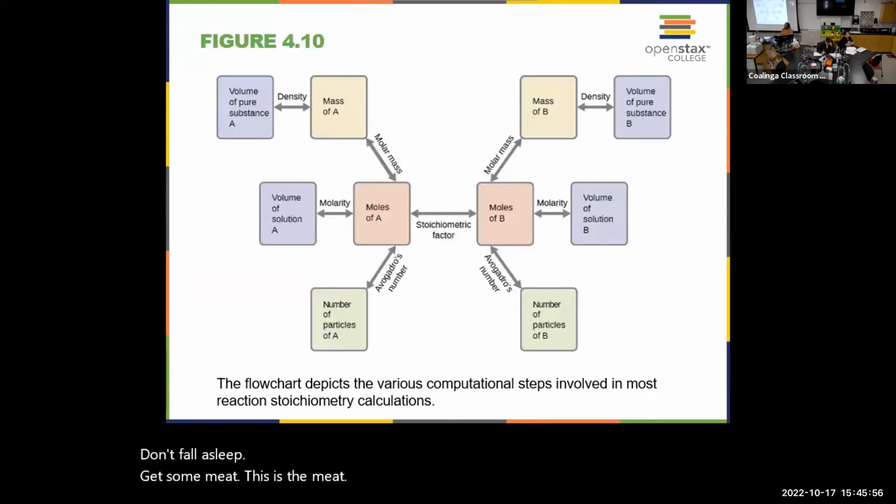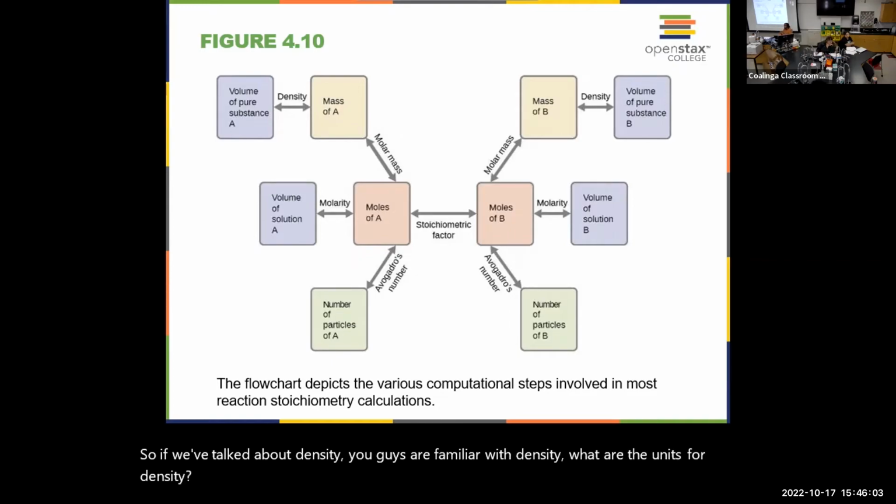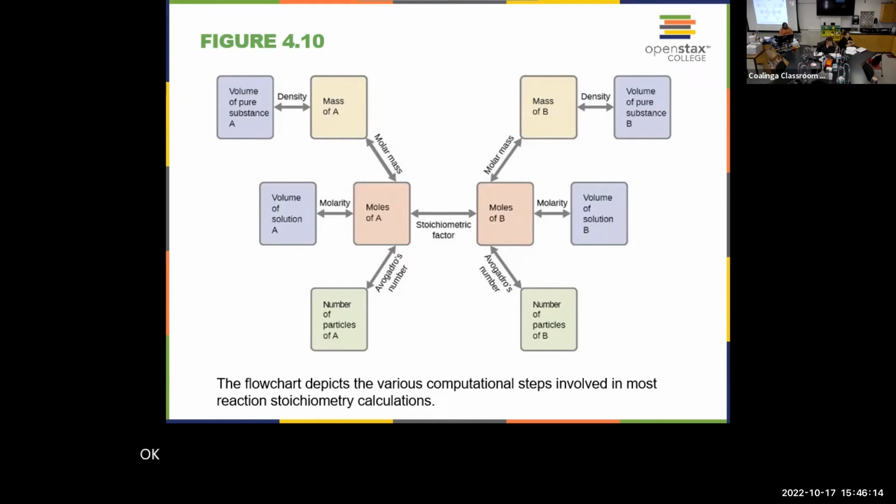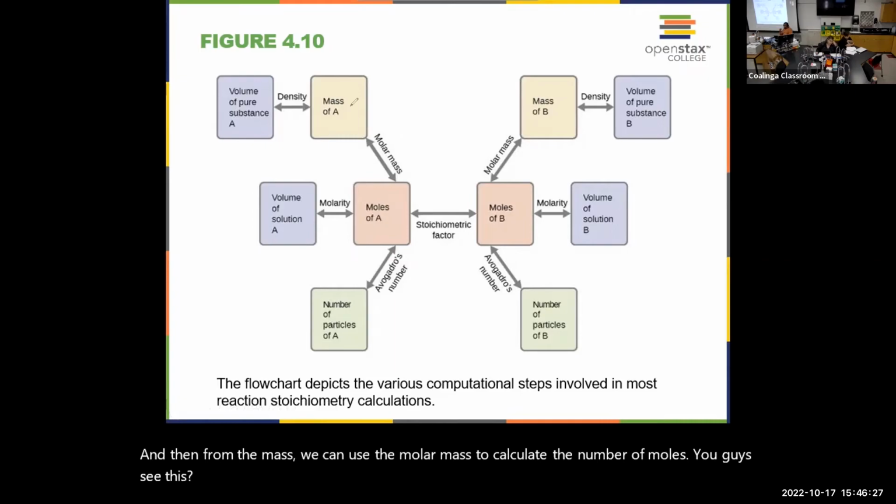Okay, so we've talked about density. You guys are familiar with density. What are the units of density? Mass over volume, specifically grams over cubic centimeters. So if we're given density and we're given volume, then we can calculate its mass. And then from the mass, we can use the molar mass to calculate the number of moles. You guys see this? Nice little table here.